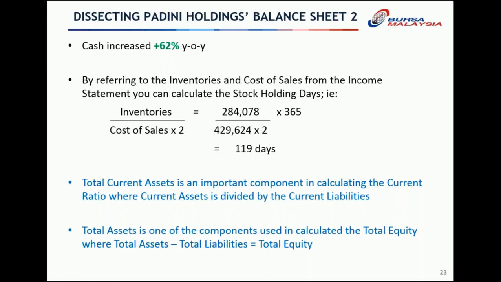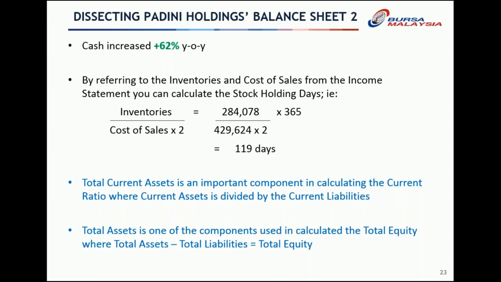So this is the inventories, and this is the cost of sales. Times 365, I get 119 days. This means that PADINI, on average, is holding its stock for 119 days, which means one particular stock may need 119 days to convert to cash.